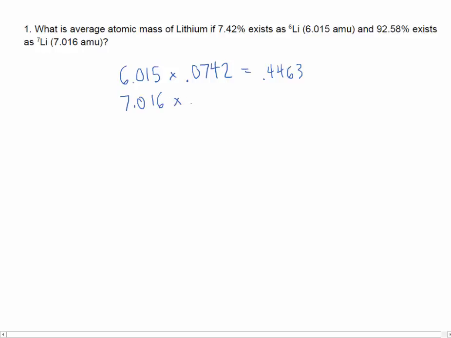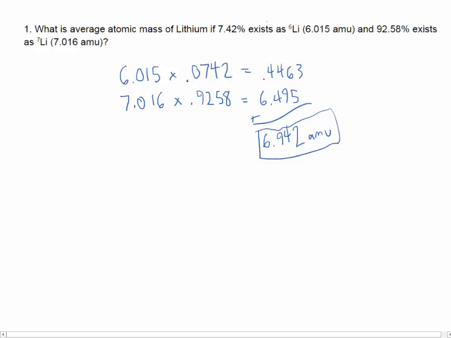And then isotope lithium-7 has a mass of 7.016, and I'll multiply that by its percent abundance, which is 92.58%, which as a decimal will be 0.9258, giving me 6.495. Then you simply add those together for the isotopes that you have. I'll add those, and that gives me an answer of 6.942 atomic mass units.